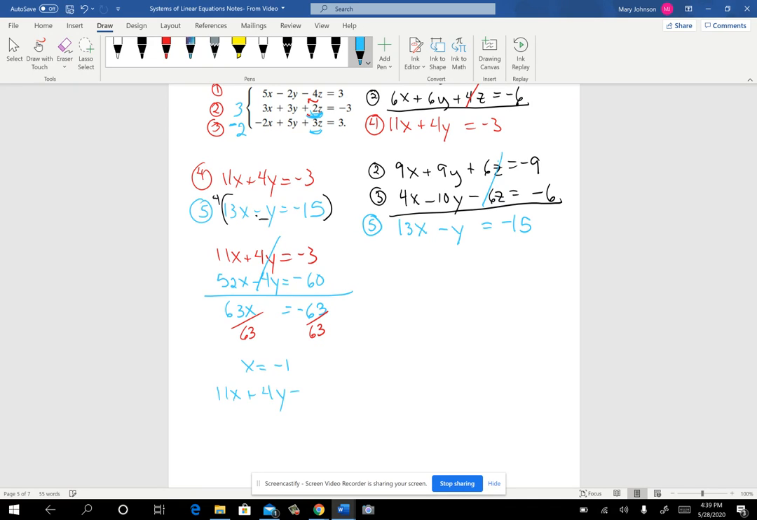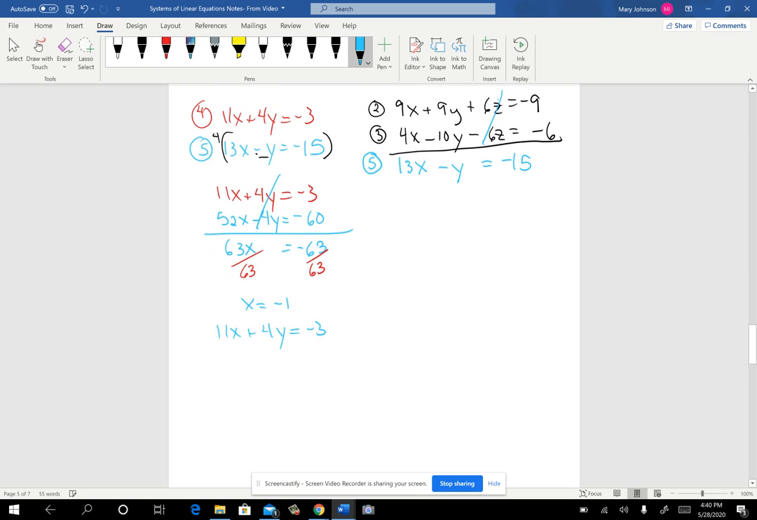Here was equation 4. Could have used 5 just as easily. I'm going to put that negative 1 right here. So I'm going to have 11 times the negative 1 plus 4y equals negative 3. So that's 11 plus 4y equals negative 3. When I add 11, I wind up with 4y equaling 8, and then dividing by 4 on both sides gives me that y equals 2.